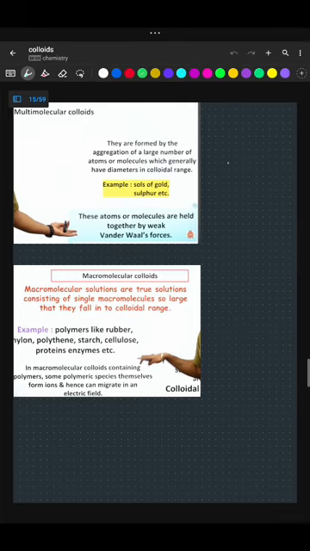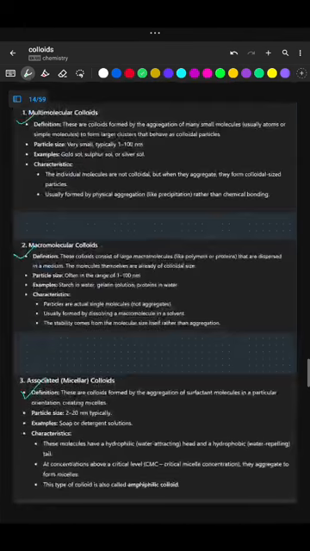The third type, which we have studied, is micelle associated colloids. The second type is macromolecular colloids. The first type is multimolecular colloids. I'm writing it in short. We've studied multimolecular colloids, macromolecular colloids, and associated colloids, which is the micelle, the water solution that we have got.